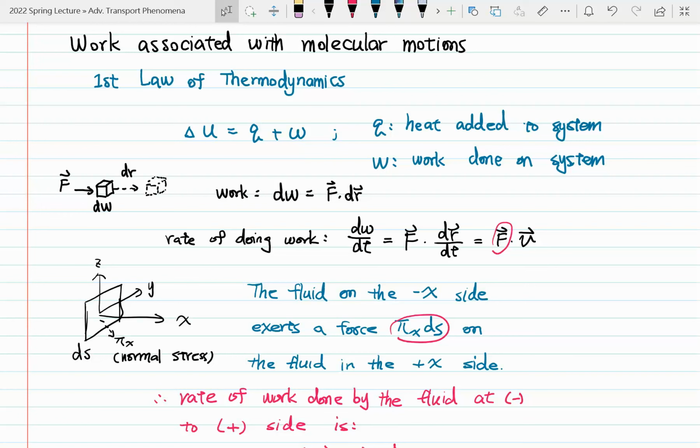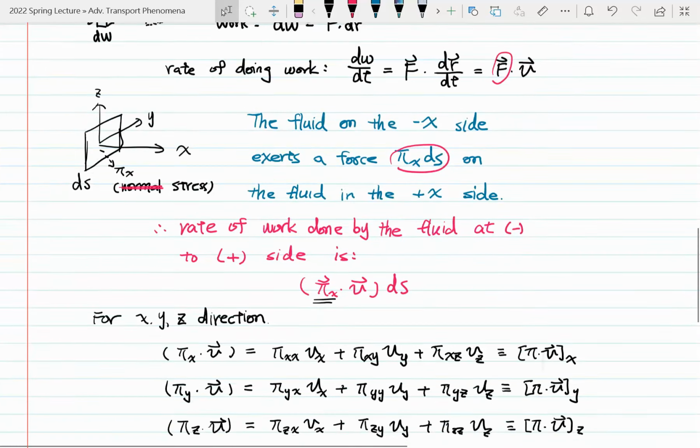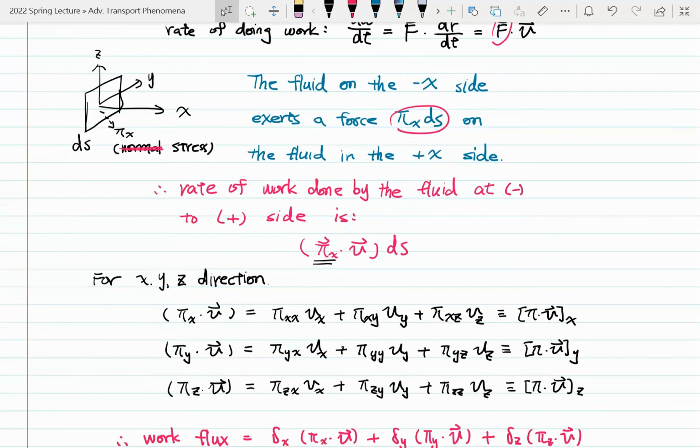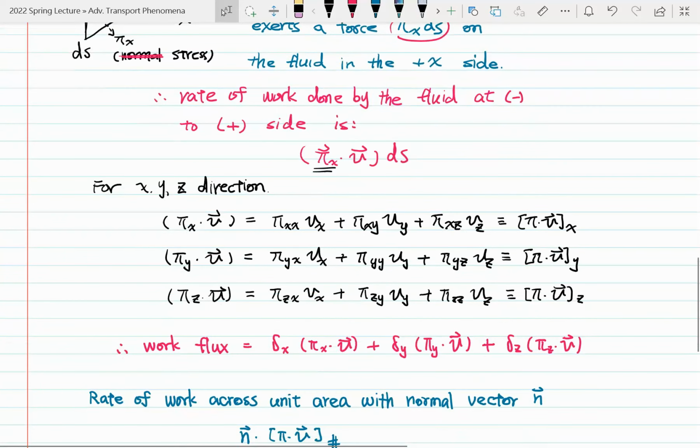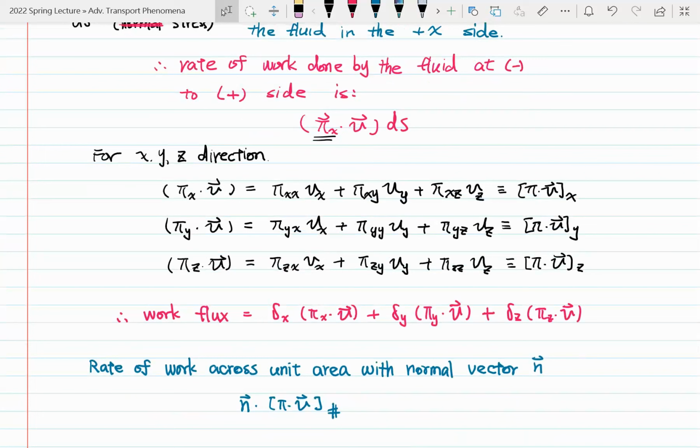And from fluid mechanics, we know that the force here is basically the stress exerted. So maybe we shouldn't call this normal stress. I should just call this stress in the x direction. So the stress in the x direction times dS would be the force, right? Times the unit area. And from fluid mechanics, the stress tensor here, because it's a tensor, has two components. So down here, for the x, y, z direction, I'll write down all components for you and show you what the combined work flux looks like.